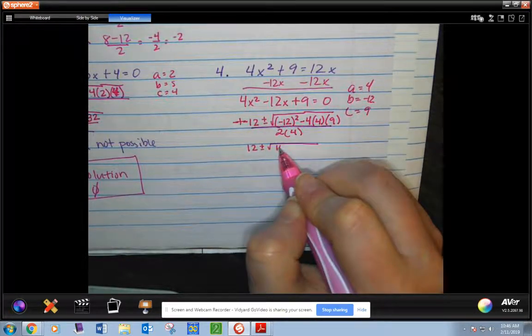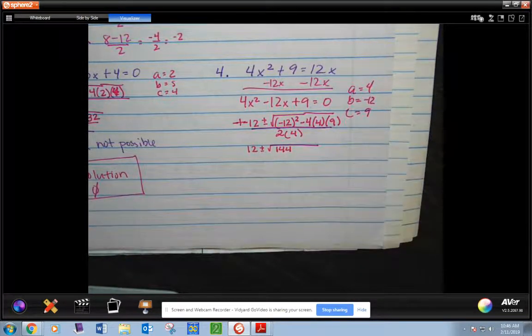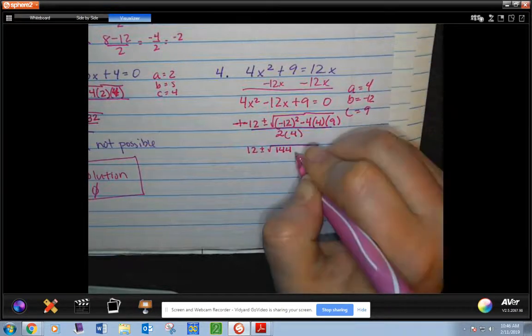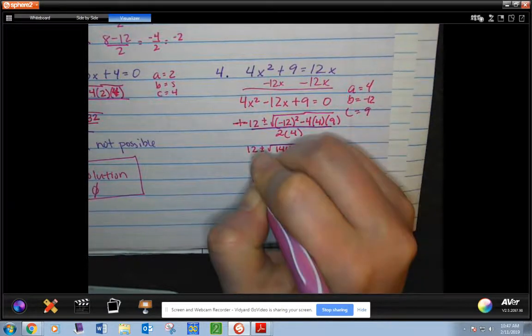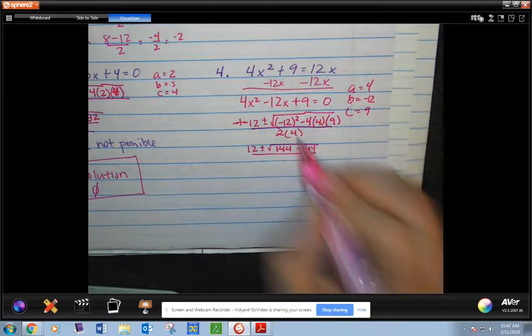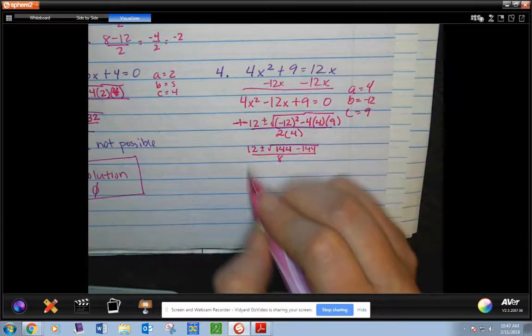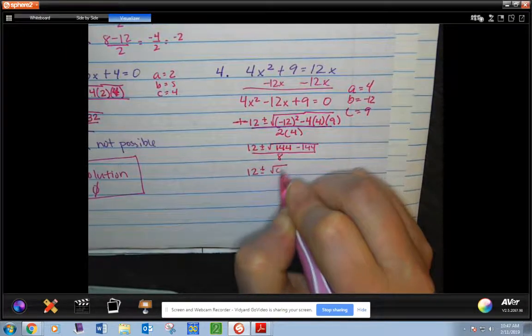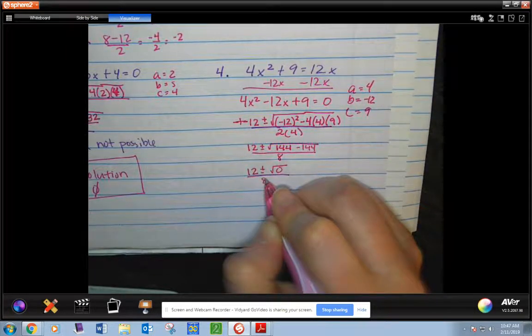Negative 12 squared is 144. Negative 4 times 4 is negative 16. And then negative 16 times 9 is negative 144. All divided by 2 times 4, which is 8. So now you have 12 plus or minus the square root of 0 divided by 8.